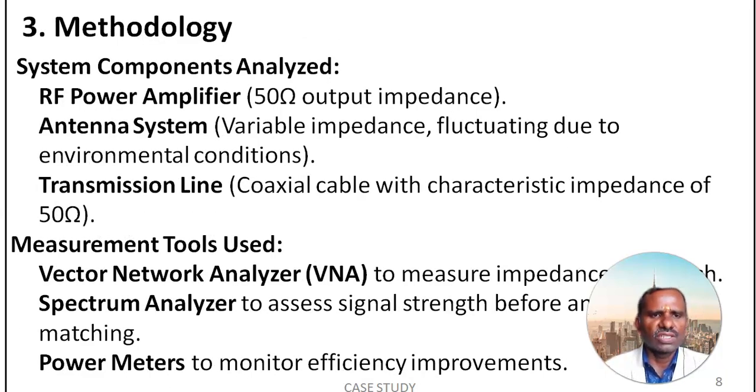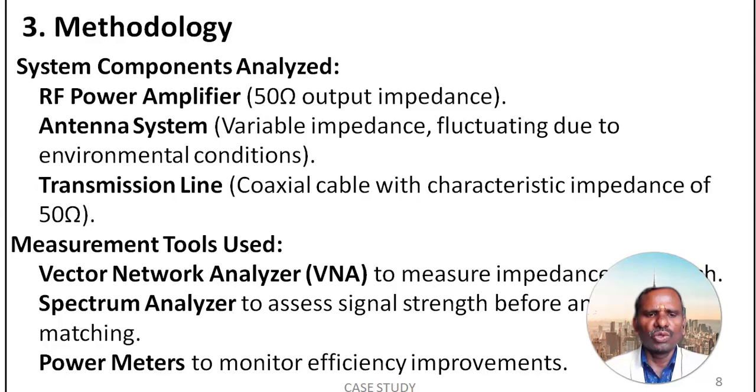Now the methodology used. System components analyzed: an RF power amplifier with 50 ohm output impedance; an antenna system with variable impedance, which can vary depending upon the application, and also fluctuates due to environmental conditions; and a transmission line, which is a coaxial cable with a characteristic impedance of 50 ohms.